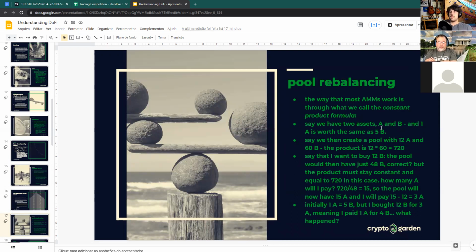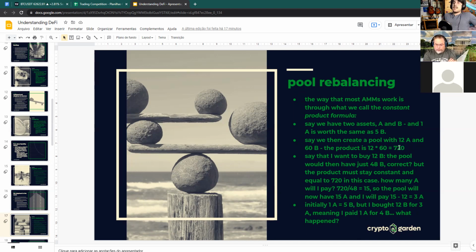A and B. Asset A and asset B, and one asset A is worth the same as 5 of the asset B. Okay, so let's say I want to create a liquidity pool with 12 of the asset A and 60 of the asset B. So the product between those is 12 times 60, which is 720.